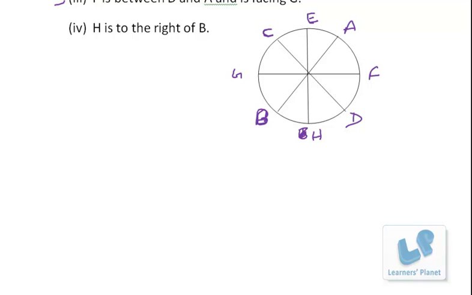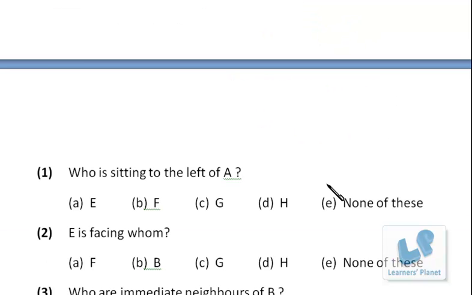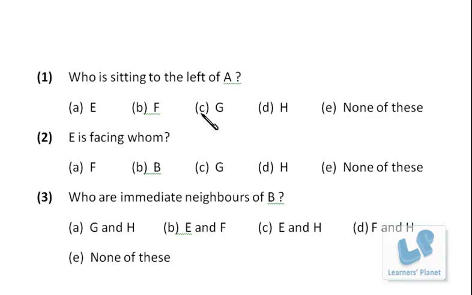Getting my point? Just try to understand this thing. A is facing B, that means they are facing each other, that means right side of A, E will be there, and left side of A, F will be there. So we are asked about who is sitting to the left of A, that will be F only.